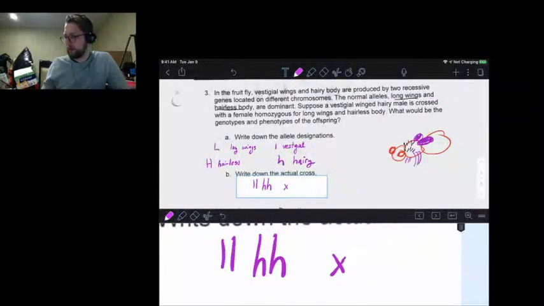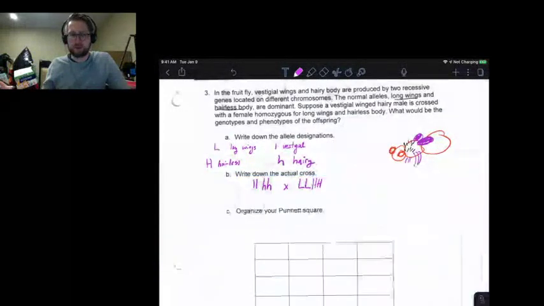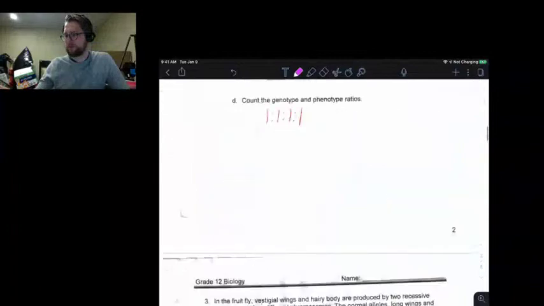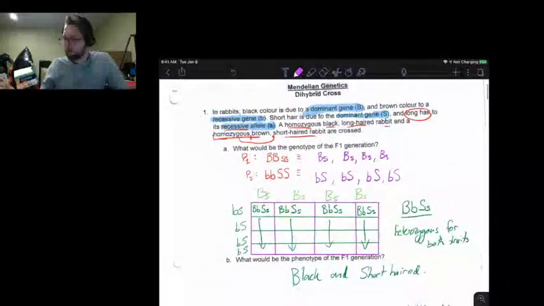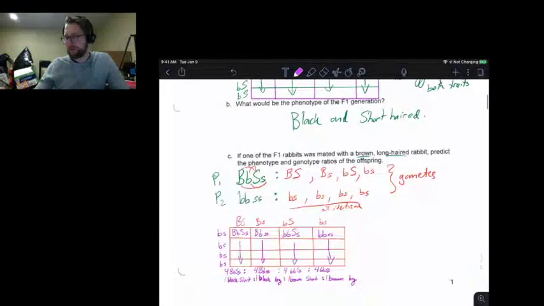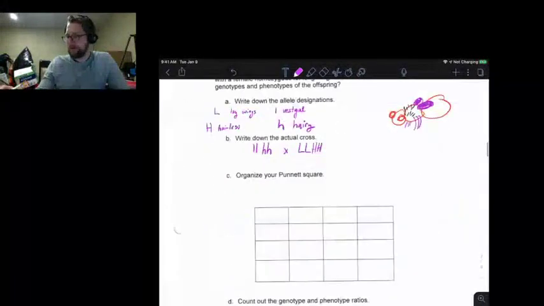hairless body. And this again looks like a very similar cross to one that we did at the beginning of the unit, right? I think that's the same cross we did in question 1, almost. Well, let's carry through then. So for one parent, let's put the male here, we can only take lowercase l's and lowercase h's. For the other parent, we can only get capital L's and capital H's, so every single square is going to be the same.